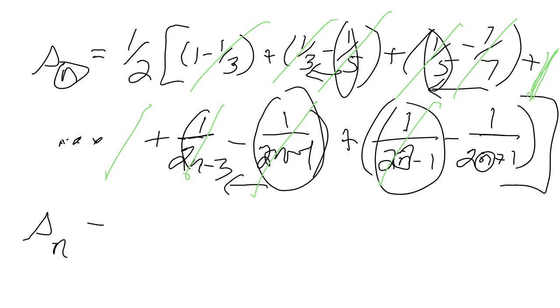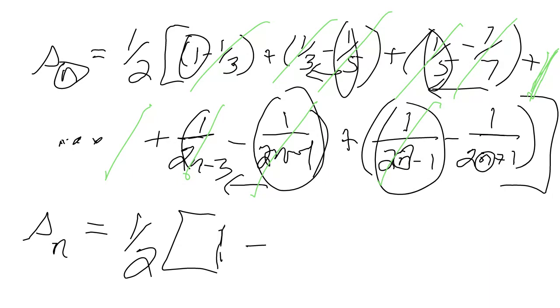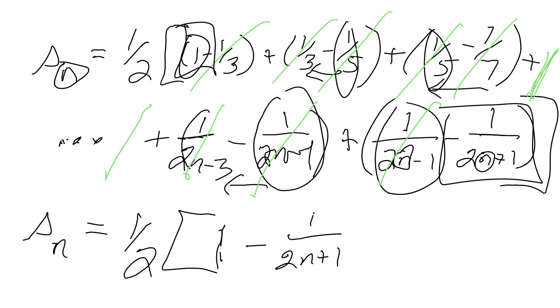So S sub n is going to end up equaling 1/2 times, don't forget about that 1. This is still there. So we have 1 and then minus. The only thing that's left besides this 1 is this minus 1 over 2n plus 1. So we have this as the value of the nth partial sum. So that is in terms of n.